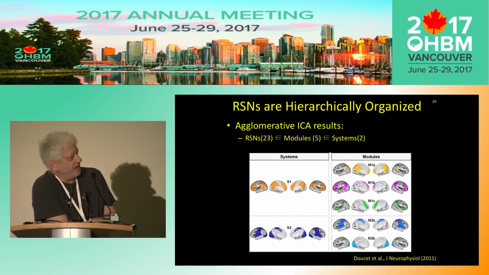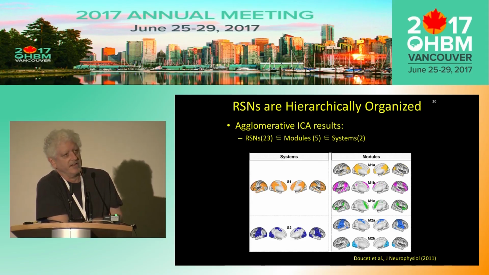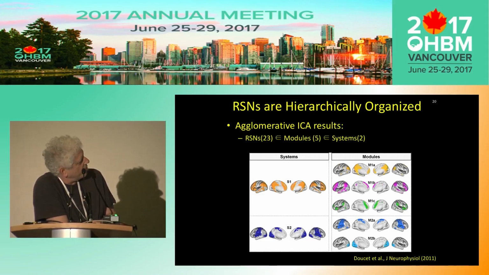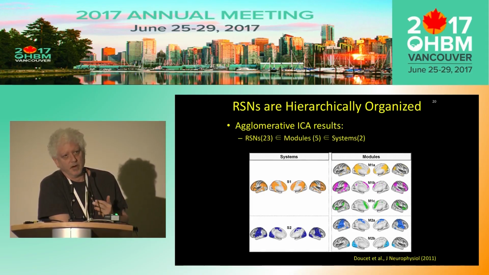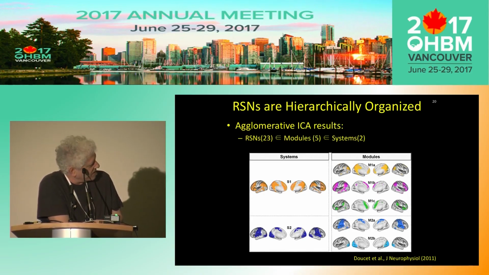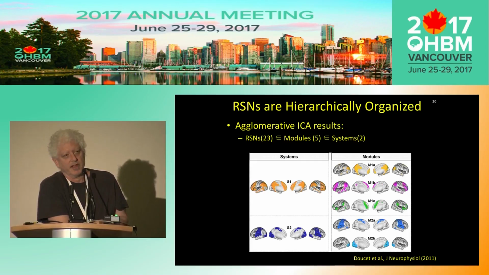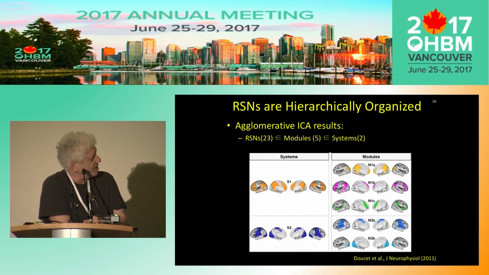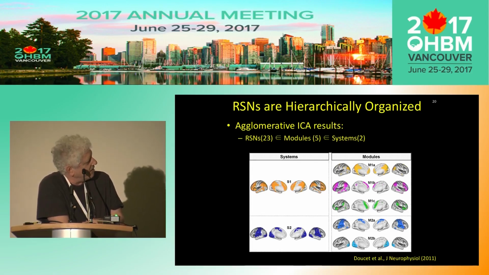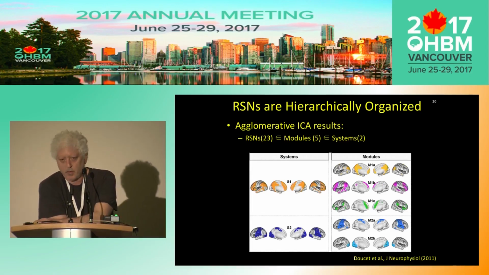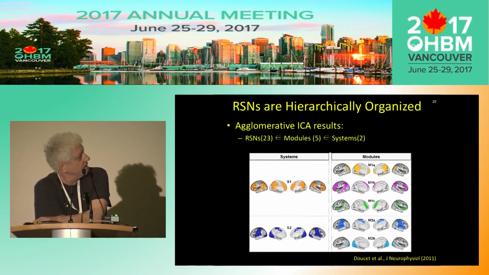Here I'm showing you the 2-cluster solution obtained by ICA by the group in France. And this is more or less the default mode network, and this is more or less the task positive network, as it has been called. You can further subdivide them, but this amounts to a sort of hierarchical clustering strategy based on ICA. So here's the 2-cluster solution. Here is the finer solution, and you can go finer and finer as you please.